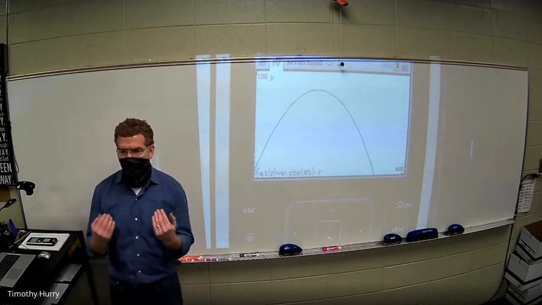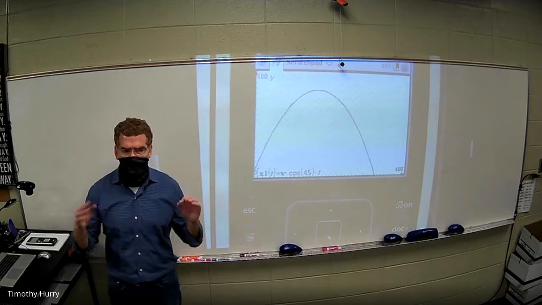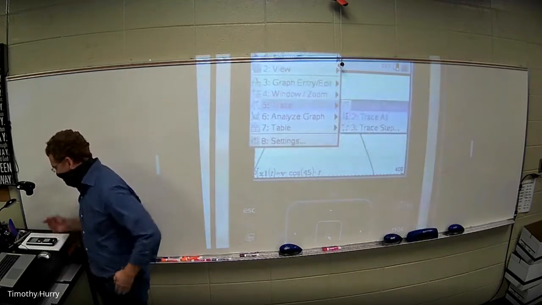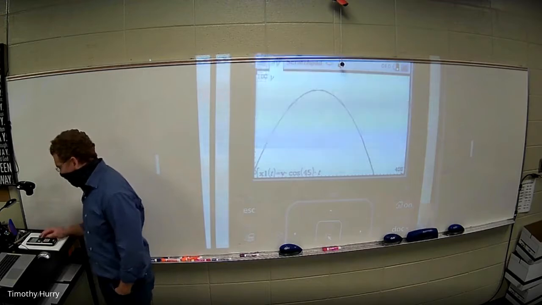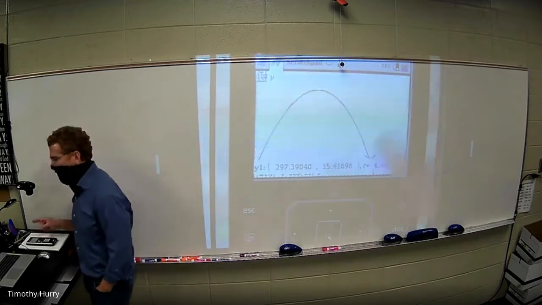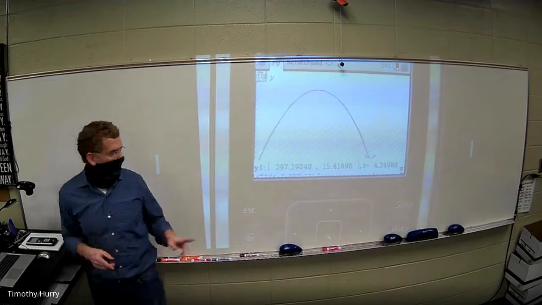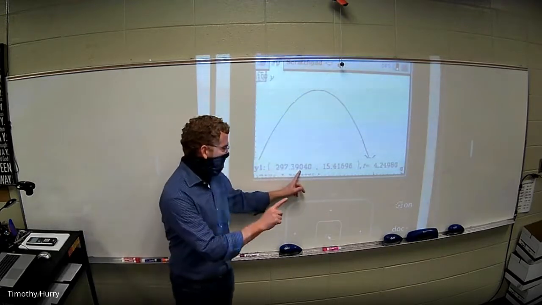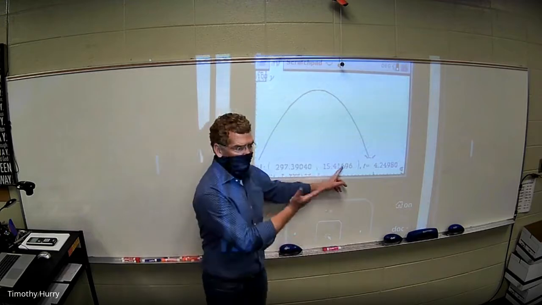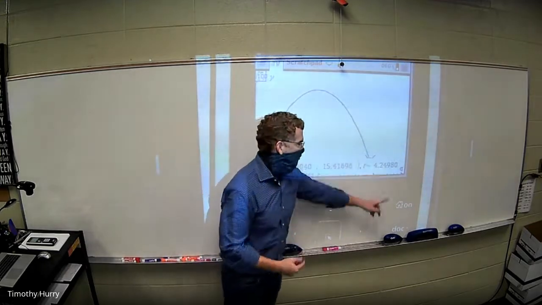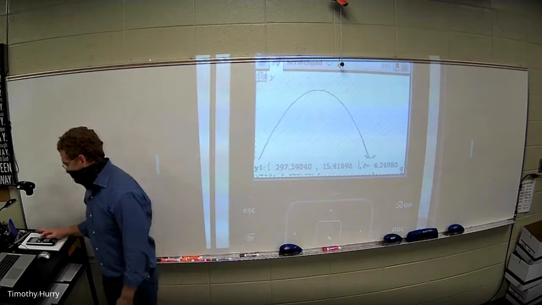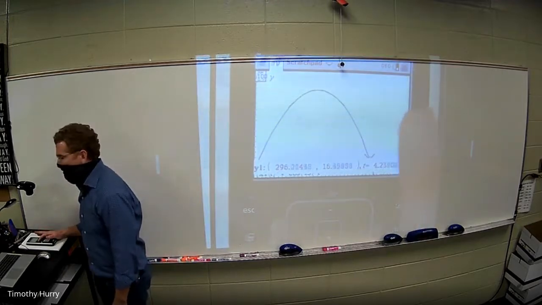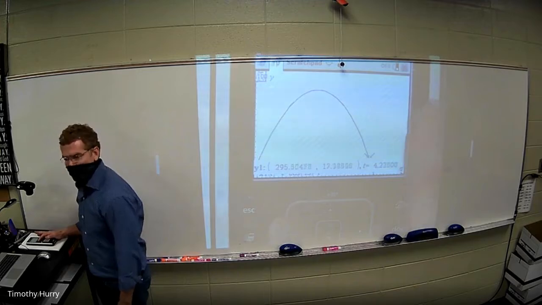Well, that's where the trace comes in. Now, I don't want to be sloppy on my trace. If you just go to menu and hit trace and do graph trace, all it does is put the cursor somewhere on the graph. Right now, it looks like I am what? What does it say right here? I am 297 feet out, 15 feet up, and I've been traveling for 4.24 seconds. And if I start scrolling left or right, you can see that. You see that? But it scrolls pretty slowly, doesn't it?